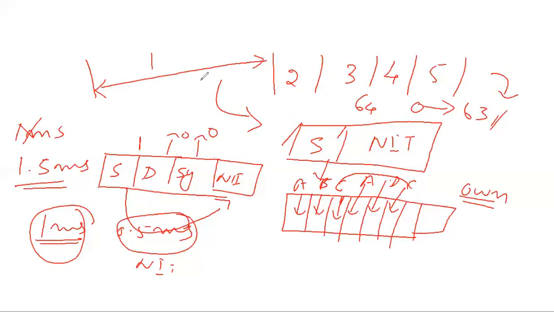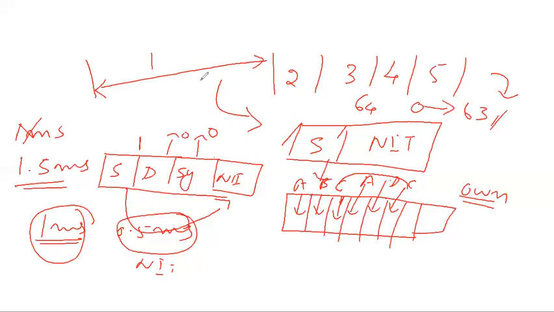Now I'm correlating macrotick and microtick. Now I'm going to define the microtick. I would say the microtick is the smallest unit of time in Flexray communication. So the smallest unit of time is the clock period. So 1 microtick is equal to 1 by 80 megahertz.